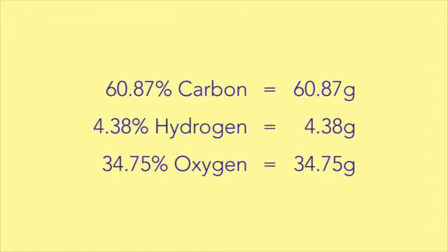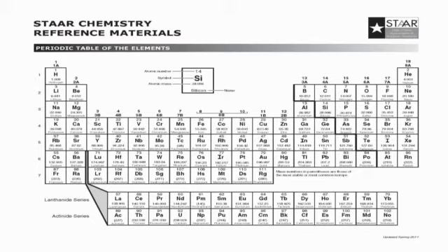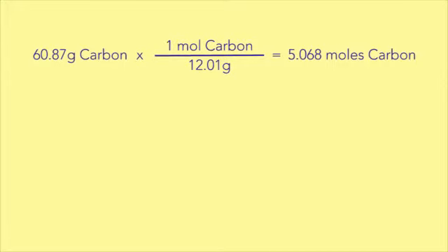Here's what we've got so far. 60.87% carbon would equal 60.87 grams, 4.38% hydrogen would equal 4.38 grams. 34.75% oxygen would equal 34.75 grams. Now for step 2, mass to mole. Use the molar mass on the periodic table to convert grams to moles. The molar mass of carbon is 12.01.